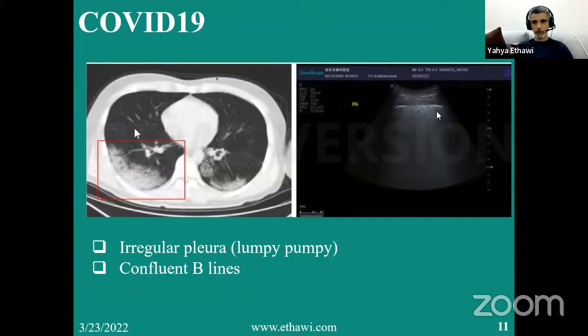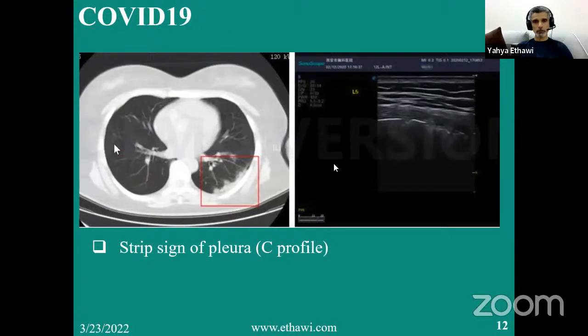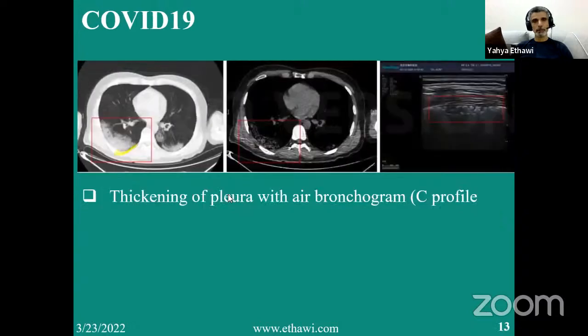And you'll see that the B lines become confluent, or grade 3 to 4 in the grading system. And you'll see that you're losing the B lines. Now as we get more severe, you might get what we call the strip sign of pleura, or C profile. You can see the pleura is separated, and not only that, you get onion-shaped pleura. Now as you get more severe, you get thick pleura, you lose the pleura and you start to see air bronchogram.